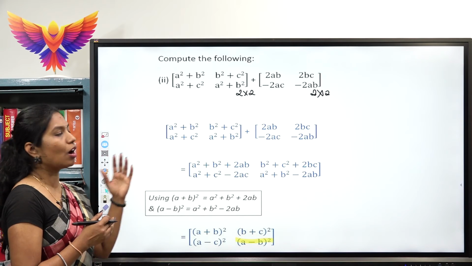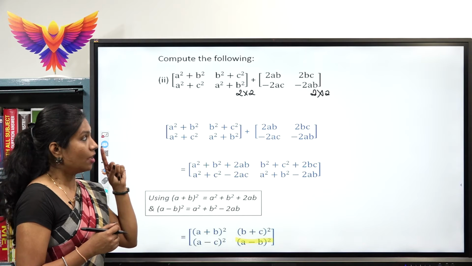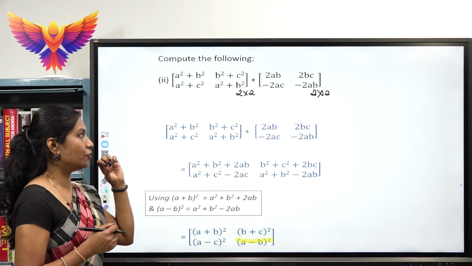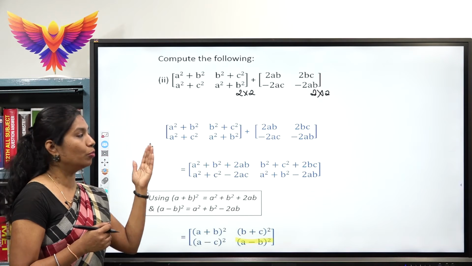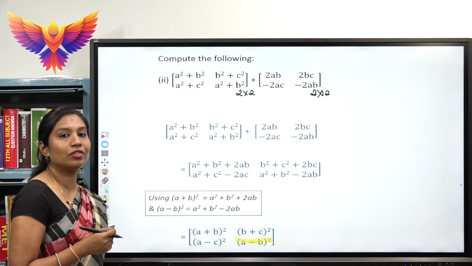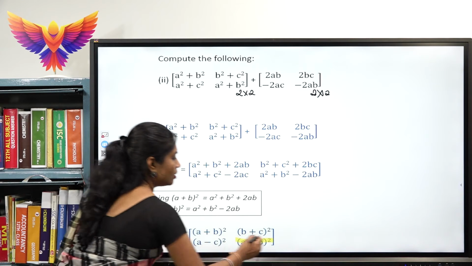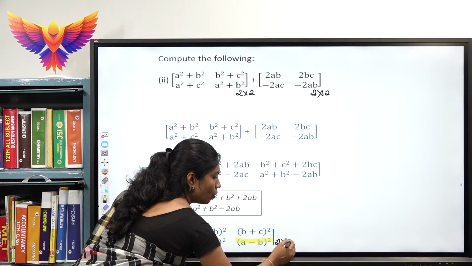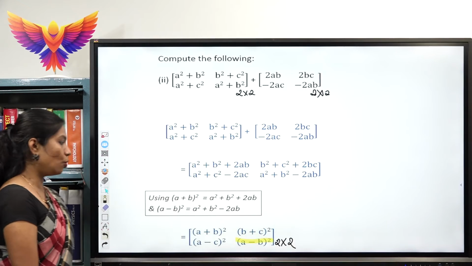So, this is all about how to add two different matrices. The first thing you need to cross check is whether both the matrices you are adding are of the same order, and the final solution you get should also be of the same order. Here we can clearly see that this is also of order 2 cross 2. We have 2 rows and 2 columns here.